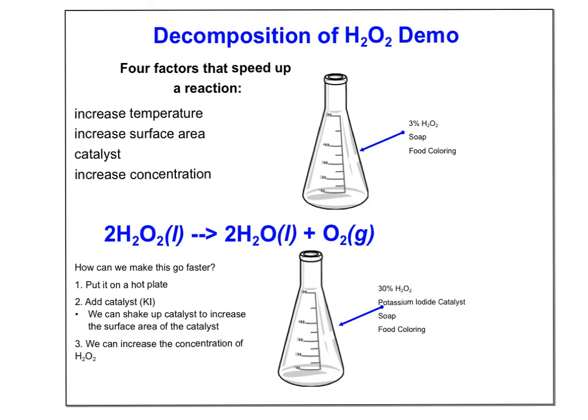Let's talk kinetics labs. To start this unit, we put some hydrogen peroxide in a flask with some soap and food coloring, and we tried to make it go faster. We heated it up, and it bubbled a little. We added a catalyst, and I shook the catalyst to increase the surface area. That helped a little bit, but the best thing we learned was to increase the concentration. Instead of 3% hydrogen peroxide, I used 30% hydrogen peroxide, and we saw the elephant toothpaste demo.